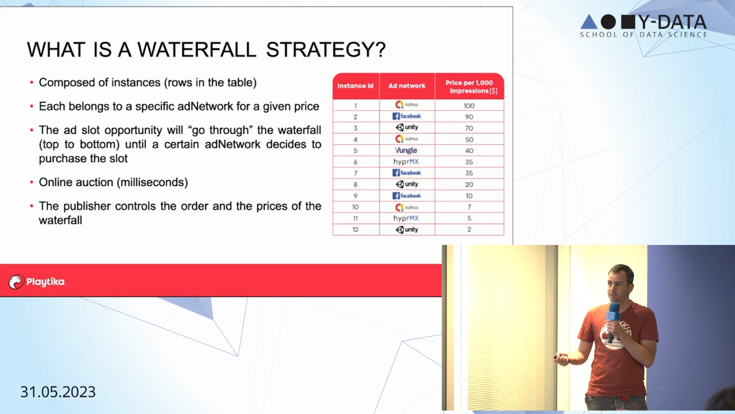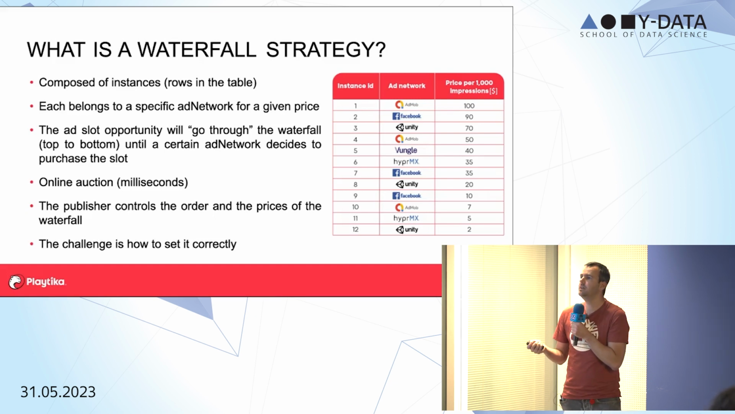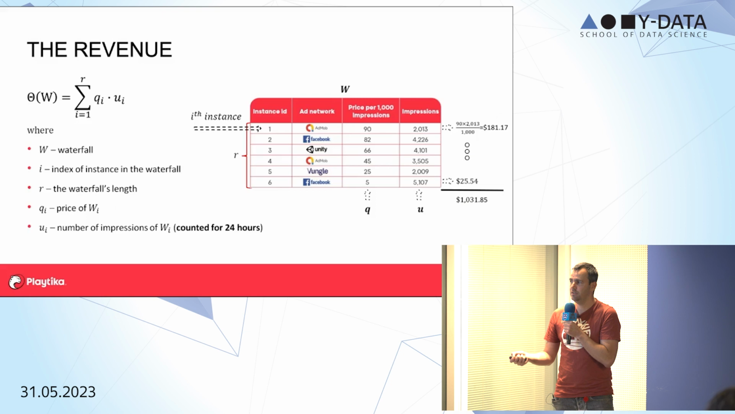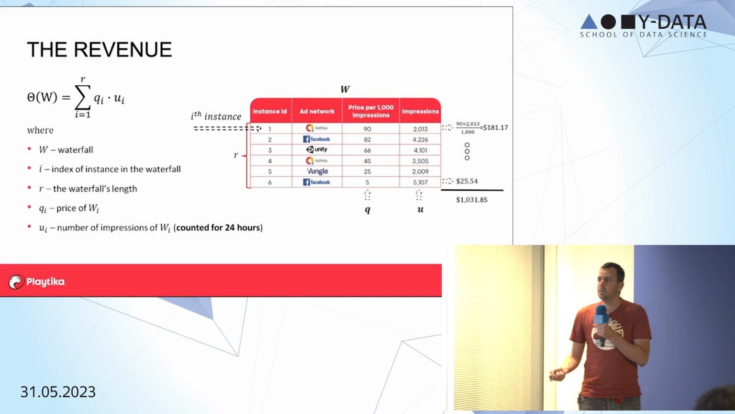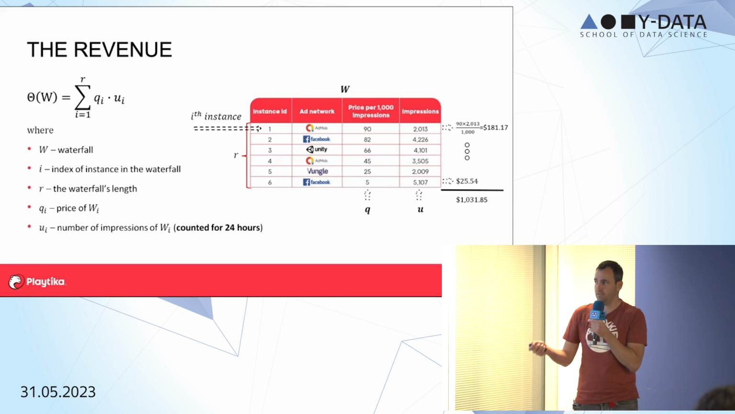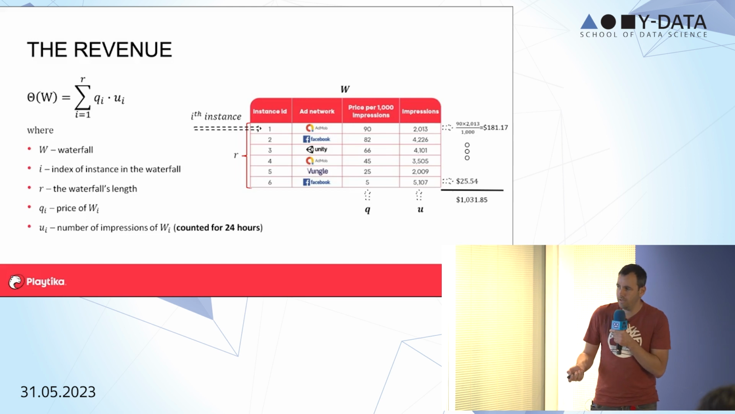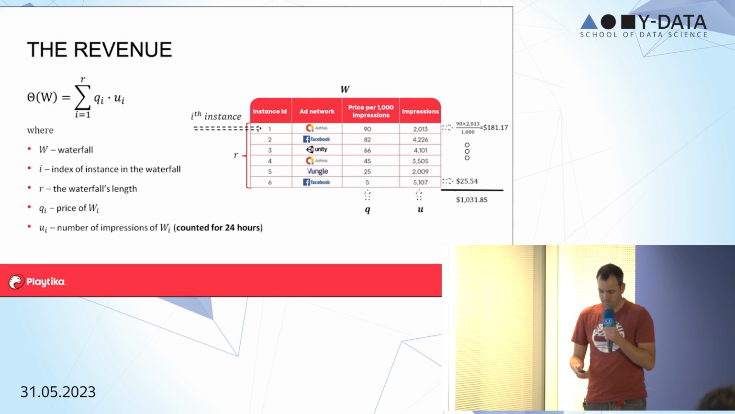So I will calculate the revenue of a waterfall. Again, this is an example of a waterfall with 6 instances. The revenue is the summation over the multiplication of the price and the number of impressions. So for example, it will be $90 multiplied by 2,000 impressions, and we sum it up, like for $10,000 revenue of this waterfall. So W is the waterfall, i is the index of the instance in the waterfall, R is the waterfall length, the number of instances, q_i is the price of the instance, and u_i is the number of impressions of that specific instance. It's counted for 24 hours.